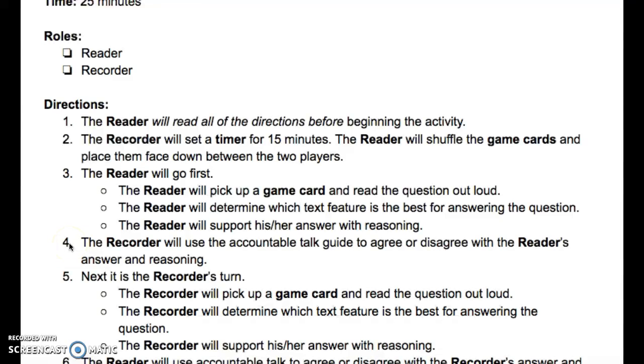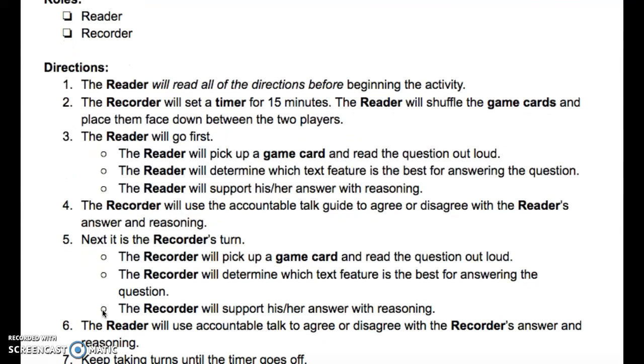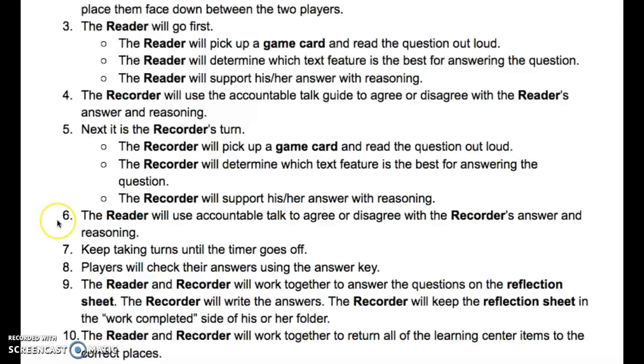Fourth, the recorder will use the accountable talk guide to agree or disagree with the reader's answer and reasoning. Next, it is the recorder's turn. The recorder will pick up a game card and read the question out loud. The recorder will determine which text feature is the best for answering the question. The recorder will support his or her answer with reasoning. So say why you chose it. Number 6, the reader will use accountable talk to agree or disagree with the recorder's answer and reasoning. Number 7, keep taking turns until the timer goes off.